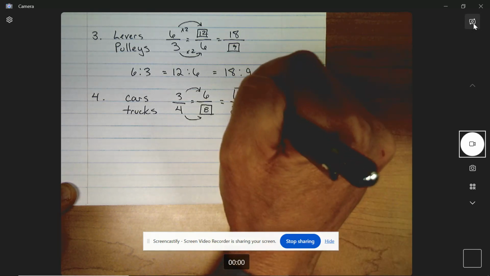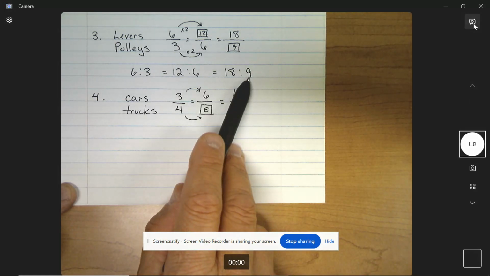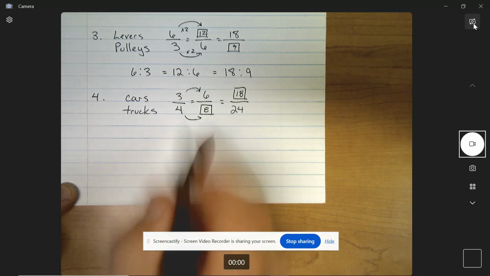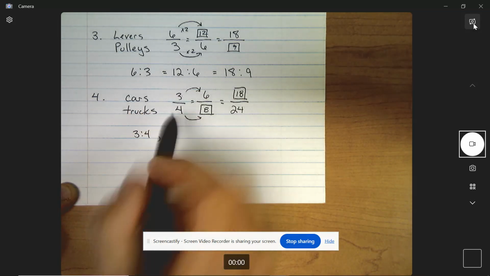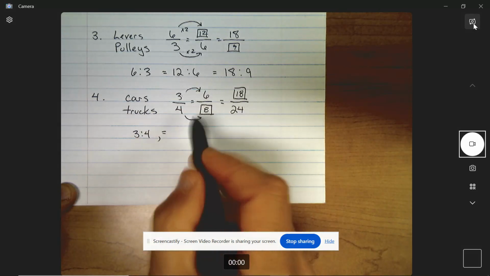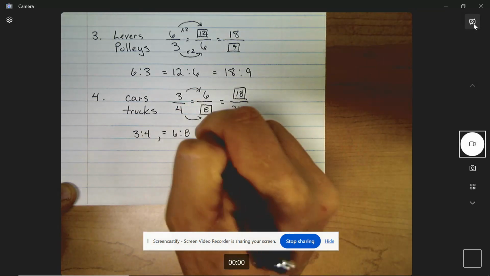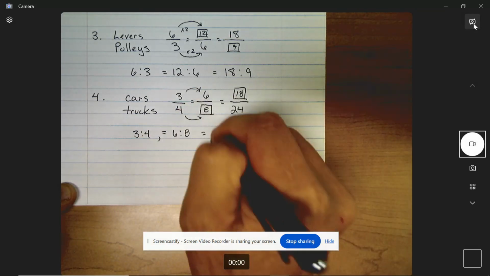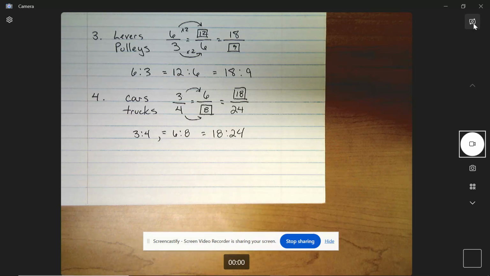18? All right, so along the bottom, just like they did before, I'm going to write these ratios. That's a 3:4 ratio. And then that equals a 6:8 ratio. And that equals an 18 to 24 ratio. Are we good on 1 through 4? Okay.